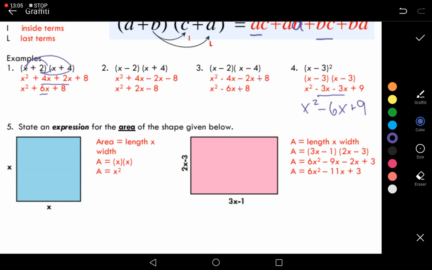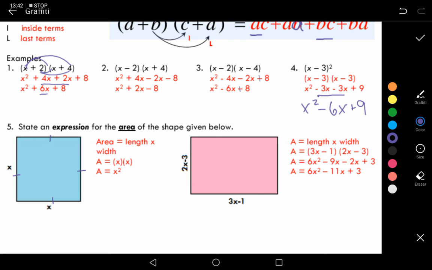All right. So, next example says, state an expression for the area of the shape given below. Remembering that area is length times width. Looking at this blue square here, it's telling us that our side lengths are x and x. That means it's a square, so all of these side lengths are the same. To get our area, we simply do length times width. So we plug in our length as x, we plug in our width as x. X times x is simply x squared.